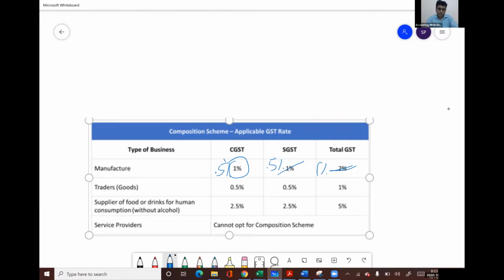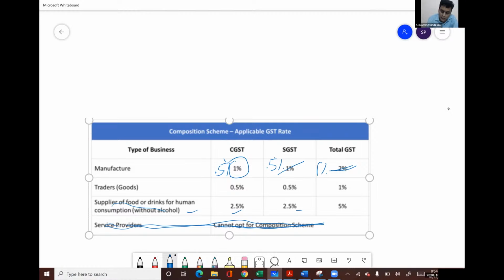So how much is that? 1%. And trader of goods? Same, 0.5%, 0.5%, 1%. And suppliers of restaurant services? This is simple. Restaurant services, 2.5 and 2.5. Service providers are also covered under the composition scheme now. Even service providers are allowed to go under the composition scheme.